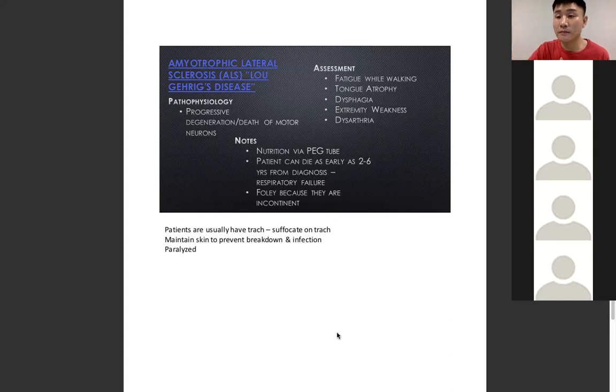And the process of breathing is contracting the diaphragm muscle, so that is also a motor action. Because the motor neurons are dying in this disease, this patient won't be able to do anything. So patients usually have a trach. They can suffocate on the trach, so we have to make sure that we always do trach care and also suction for the patient to get all of that secretion out so that they can breathe. Maintain skin to prevent breakdown and infection. And these patients are paralyzed.